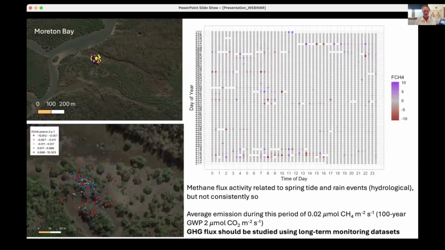And we wouldn't have picked that up if we just put in some chambers any day of the year. And I think this really highlights both the effect of seasonality, the effect of nonlinear events, that these greenhouse gas fluxes really should only be studied with these long-term monitoring data sets that can be enabled through programs like this.